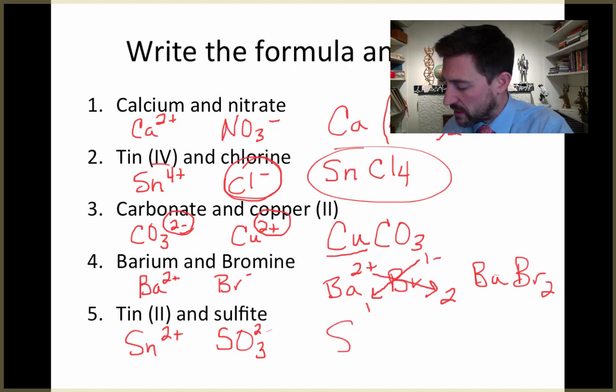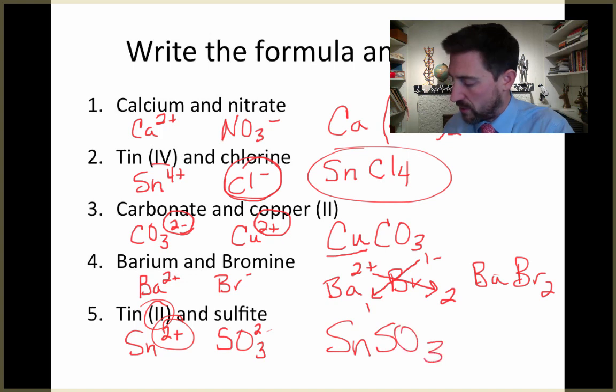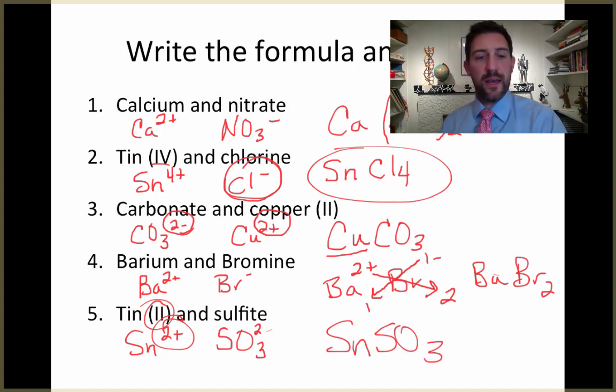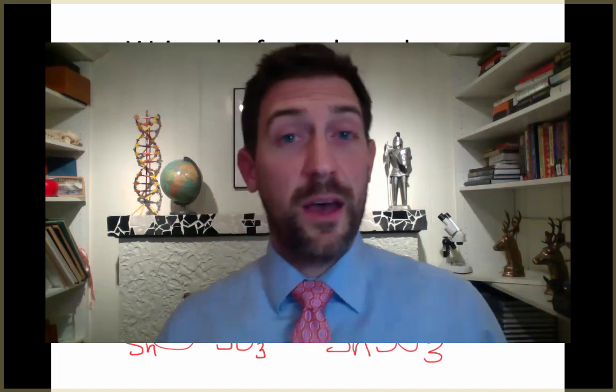And last but not least, we've got the tin 2. I knew it was tin 2 because it says 2 right here. SnS, tin sulfide. Tin 2 sulfide. So this is our ionic naming.